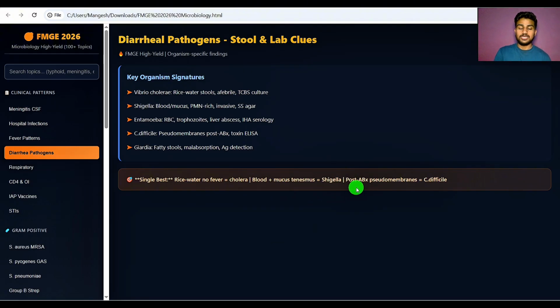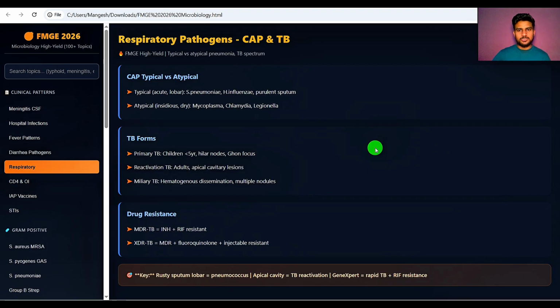And the last but not least is post antibiotic exposure, whenever there is severe or vigorous antibiotic therapy, and when there is a mention of pseudomembranes, then the thing that you have to think about is Clostridium difficile. Let's move forward towards the respiratory pathogens. In respiratory pathogens, the two things are very important. The first one is CAP and the second one is TB. CAP stands for community acquired pneumonia, and TB, we all know that's tuberculosis.